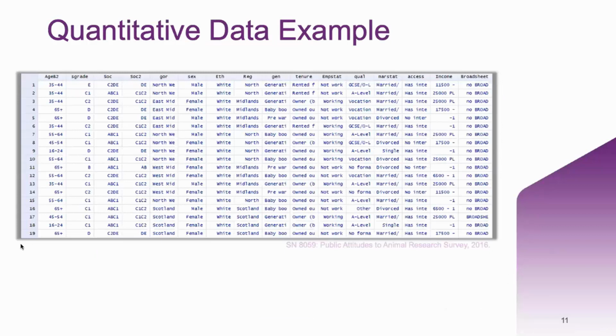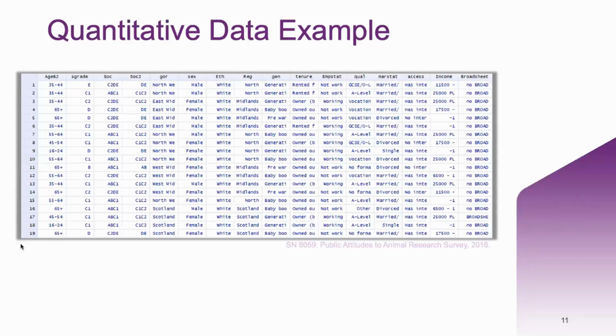So this is an example of quantitative data, and this example has been taken from the Public Attitudes to Animal Research Survey from 2016. This data set can be found using our data search engines and is available under an open data license due to it being less disclosive. So that's why I'm able to share it with you today.